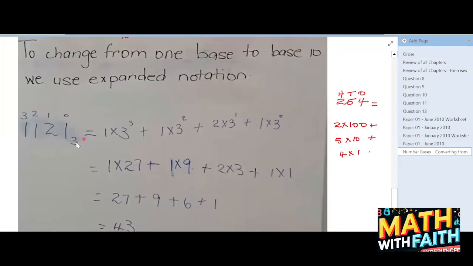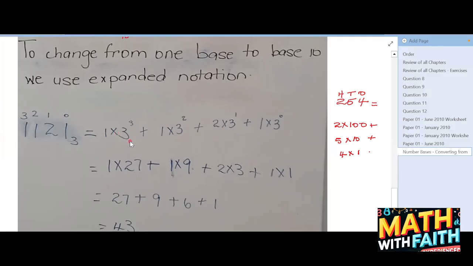Let's do 1, 1, 2, 1 in base 3. What's that in base 10? Again, we have to number our columns. The last digit is going to be column 0. This is column 1. This is column 2. This is column 3. So expanding this notation, this would be 1 multiplied by 3 to the power 3.